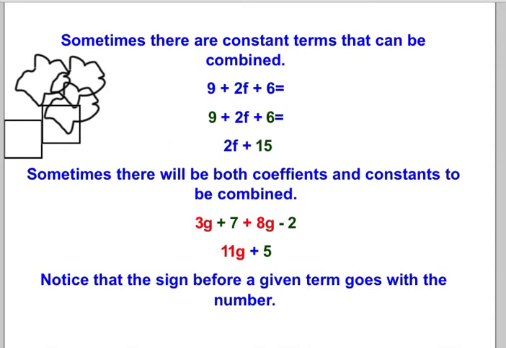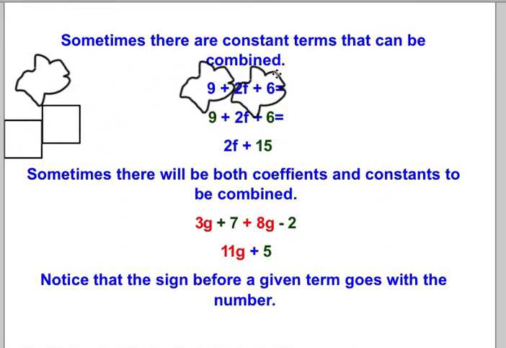So the box and cloud method is a little more clear on this slide. Sometimes there are constant terms that can be combined. So in this expression I have 9 plus 2f plus 6. So constants are actually matching here. The number 9 and the number 6 are like terms because they don't have any variables on top of them. And then 2f is different because it just has an F attached to it.